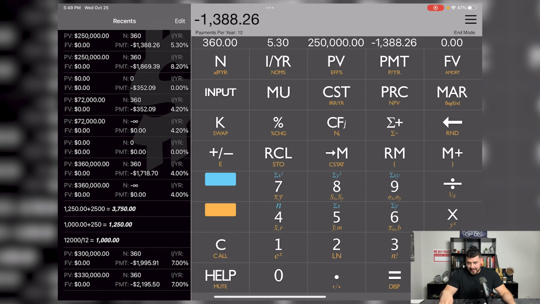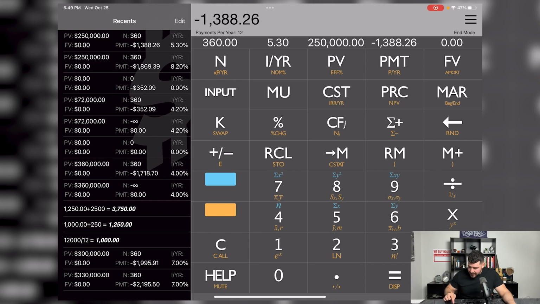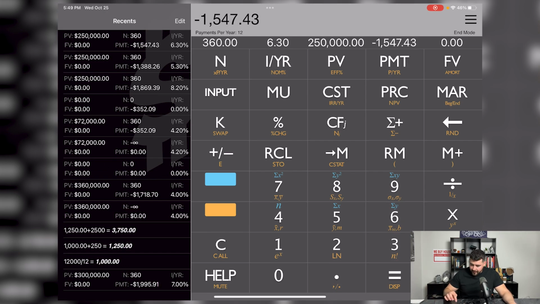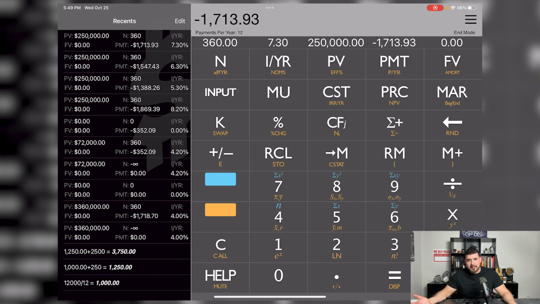One thing that I like telling everybody is every interest rate point that goes up is roughly about 10 to 11% purchasing power less for the person buying the property. So at a 5.3, it's $1,388. Now let's go 6.3. Now it's $1,547. Then now let's go 7.3. $1,713. So you kind of see what's going on, right? Every point is going to be roughly like $100 more a month.